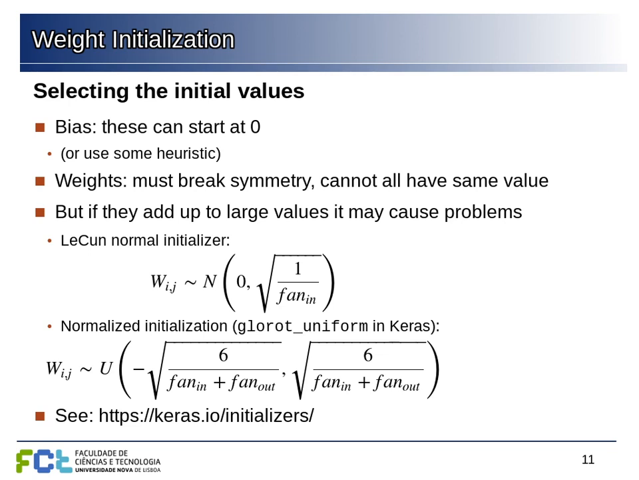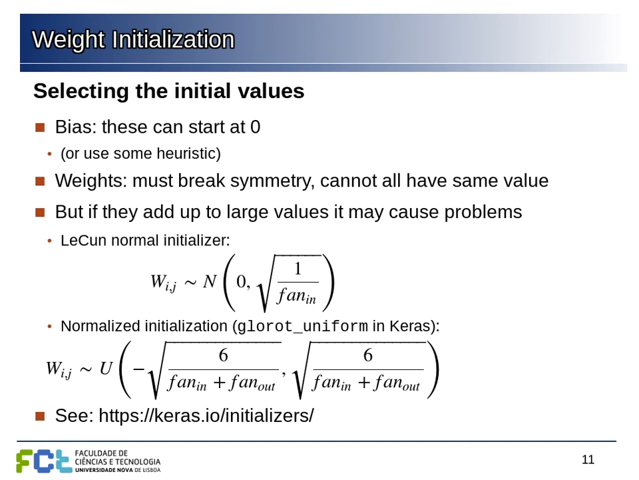So this LeCun normal initializer chooses the weights with the normal distribution centered at 0 and the standard deviation that is the square root of 1 divided by this fan-in. The fan-in is the number of values that are coming into the neuron, so basically the number of weights in that particular neuron. The normalized initialization, or the Glorot uniform initialization in Keras, uses both the fan-in and the fan-out and uses a uniform distribution.